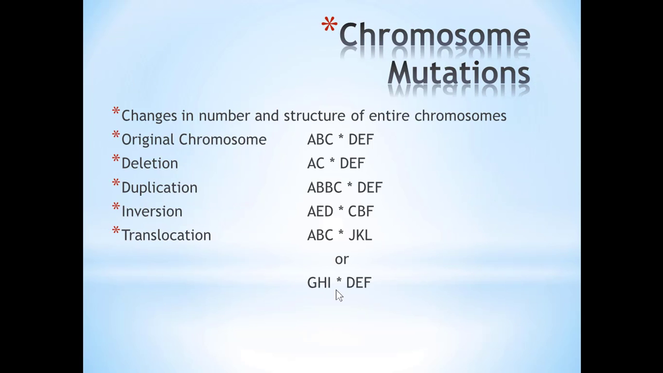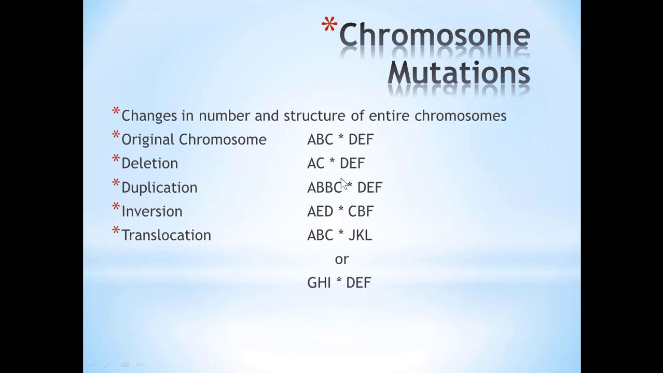To understand mutation, let's take simple letters like A, B, C, D, E, F from the alphabet. If the original chromosome has this state, what will happen during the deletion, duplication, inversion, and translocation? These are the types of mutation. For example, during the deletion, the B escaped, so the original chromosome changed.